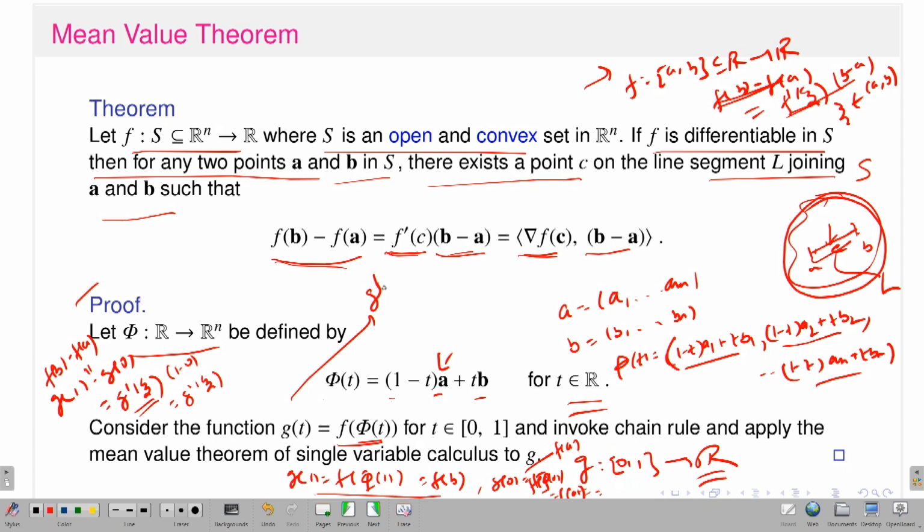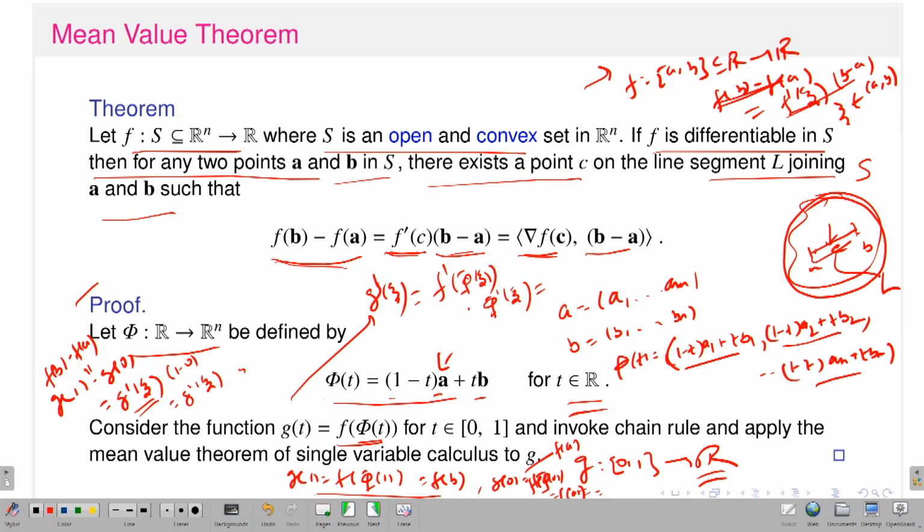The derivative of g at the point xi is nothing but the derivative of f at the point phi xi times the derivative of phi at the point xi. That's exactly the thing, right? Now this is the same as the derivative of f at the point phi xi. Now what is phi xi? So look, the function phi is there. So what is xi?